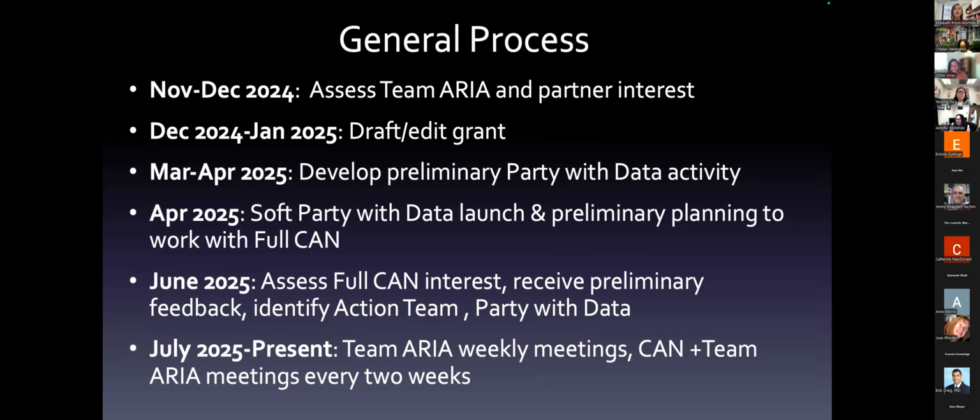So we started putting together our Party with Data materials, and we launched our first one in April. And then we started working with the full CAN, which is about, I think we're probably at 40 organizations now. And we had a meeting in June to assess the full group interest, because it's one thing when the leadership from the CAN says yes. It's another thing when the actual partners around the table say yes.